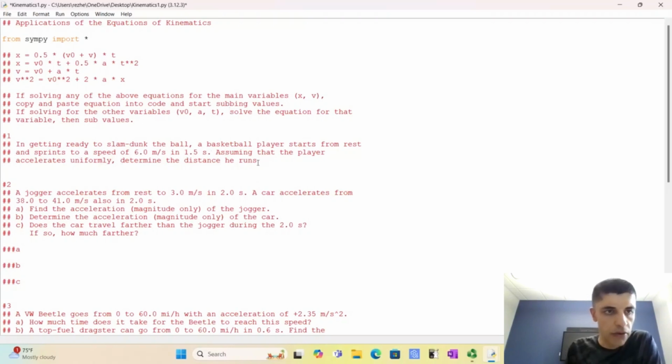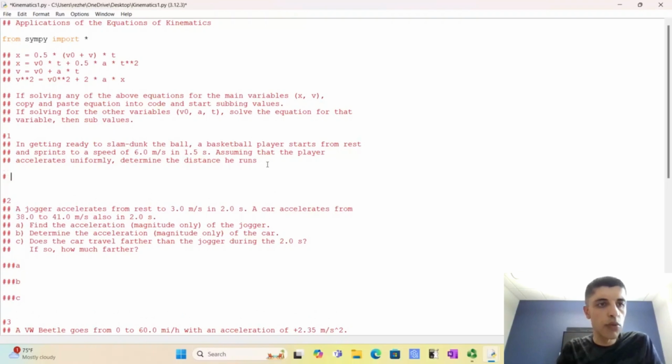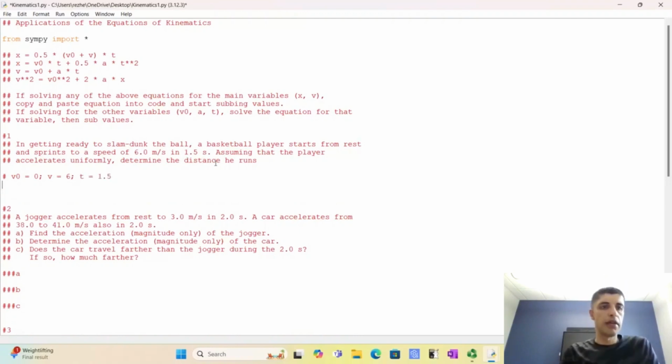All right. So first things first, I'm going to make a comment, and we're going to list our knowns and unknowns in this problem. Let's start with the knowns. It's v naught, we're just going to say v0, just like in the equations. So v naught here is 0 because he's starting from rest. Then he sprints to a speed of 6 meters per second, so v final, or v, equals 6. Then make a semicolon, and then in 1.5 seconds, that would be t. t equals 1.5.